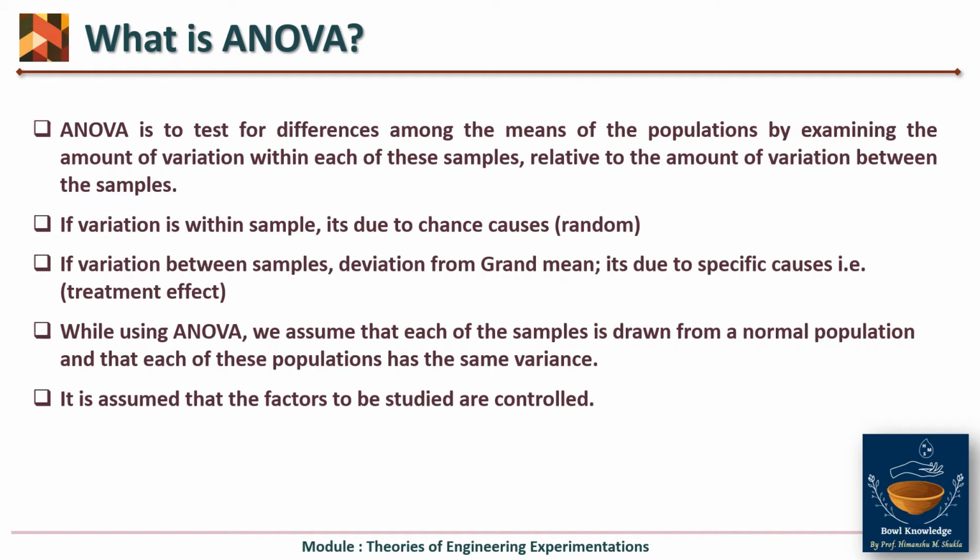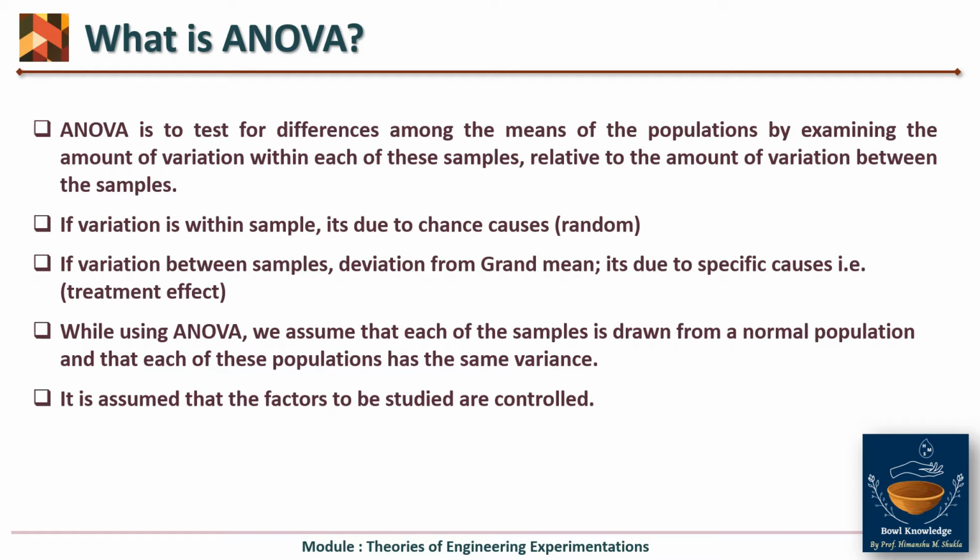it is due to specific causes, as I said, assignable causes, that is treatment effect. So the treatment you are providing during your research, now you know the word treatment. I need not comment and highlight it more in this particular lecture. What is treatment? You know that. So whatever treatment you are applying to the variable, because of that the variation is visible between sample, not within sample. The variation within sample is due to chance causes. Okay, let us proceed. So while using ANOVA, we assume that each of the sample is drawn from a normal population.